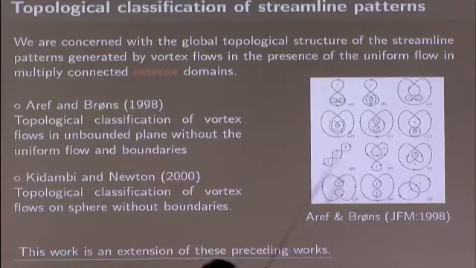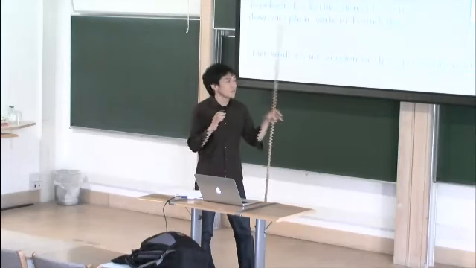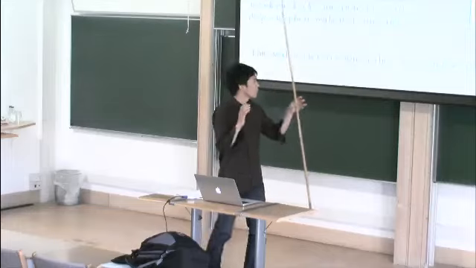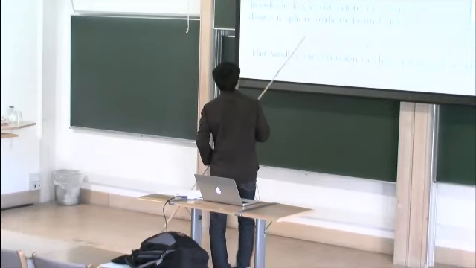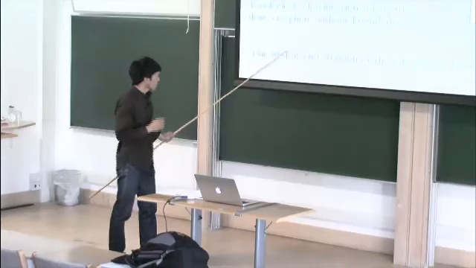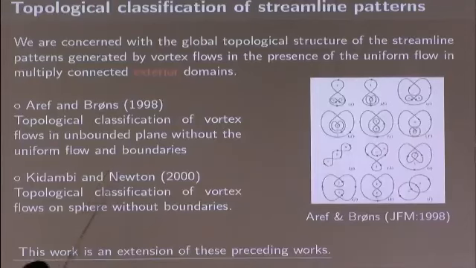But we focus on the structurally stable flow. Structurally stable flow is a very generic flow. Actually, such flows form an open dense set, and they are invariant under small perturbations. And our work is an extension of these works to the case with boundary, and we consider some structure.